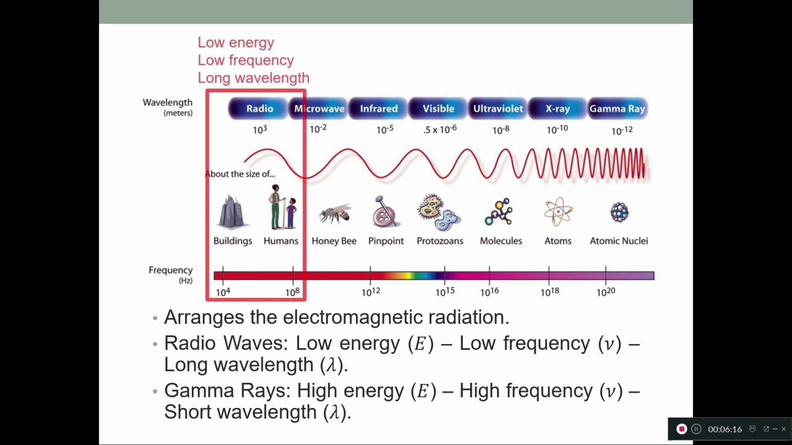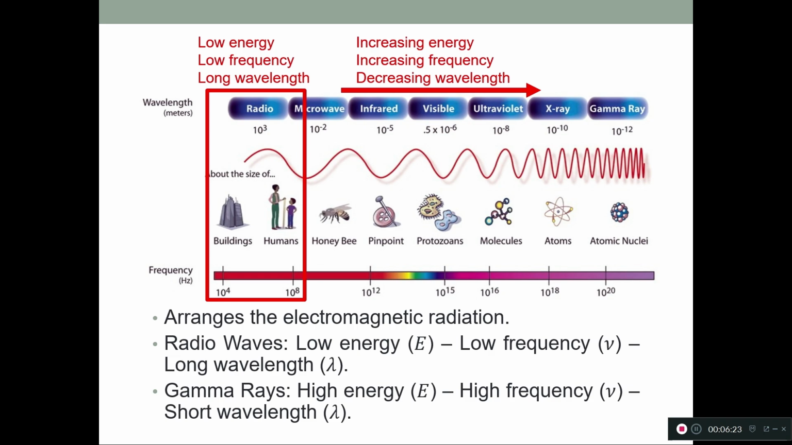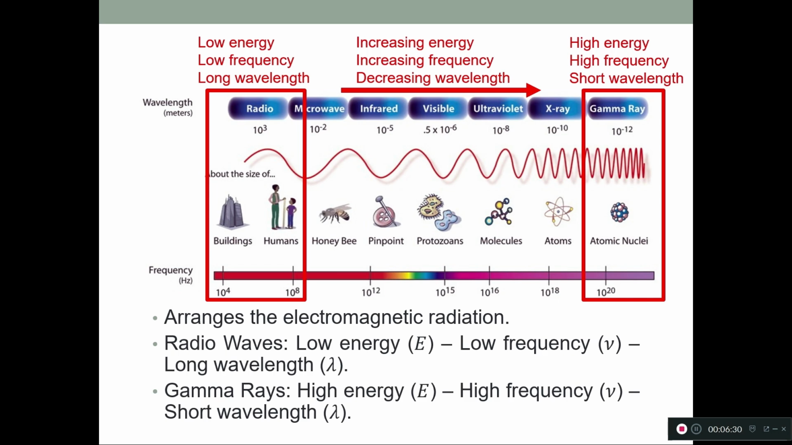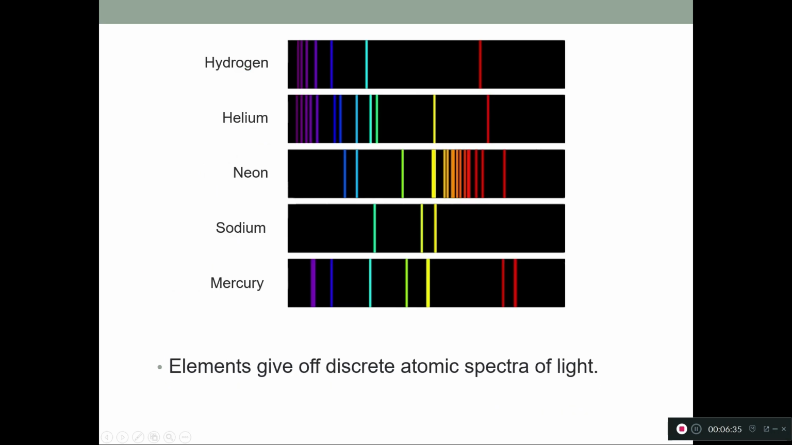So for instance, we can start with our low energy, low frequency, long wavelength here. Then as we increase energy, increase frequency, and decrease wavelength, as we go from left to right across the spectrum, we get to the high energy, high frequency, short wavelength over here. And what's important about that for our purposes is that the elements give off discrete atomic spectra of light. So remember, these different colors correspond to different energies, and these different energies correspond to what the actual element is.